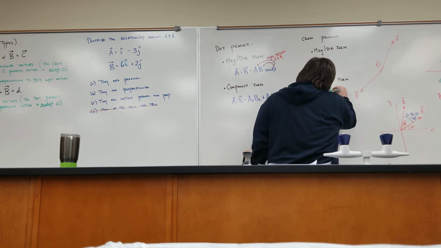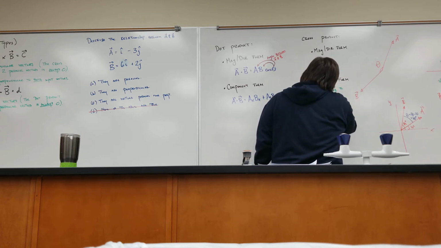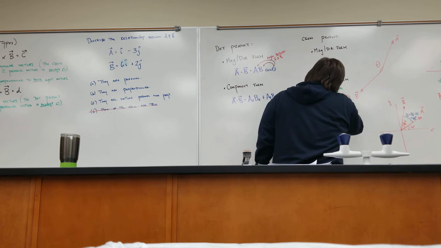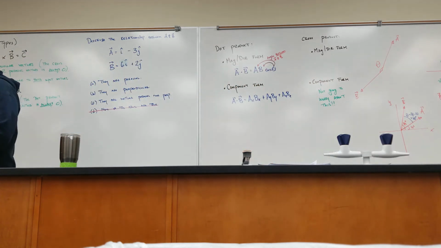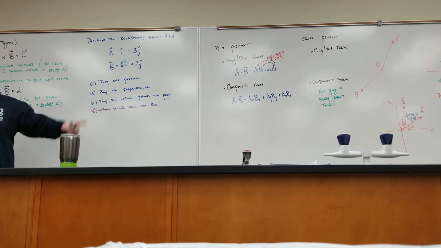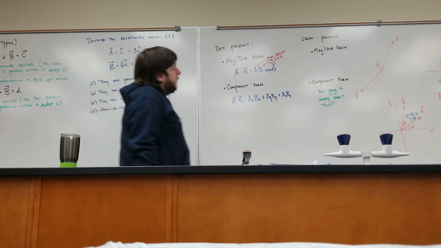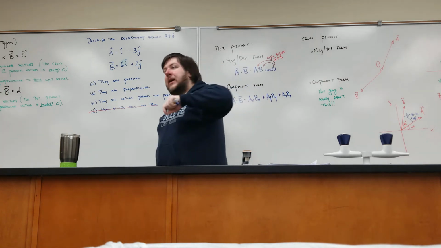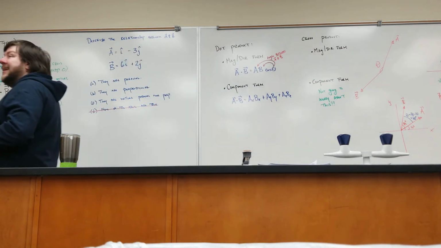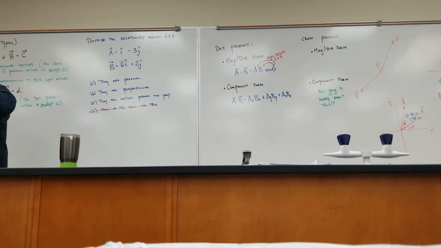Not going to worry about this. It's a very complicated process, and we're just not going to concern ourselves with it. We're going to stick with the magnitude and direction form of the cross product. The one thing to know about the magnitude and direction form of the cross product is that it is limited in the amount of information that it gives you.